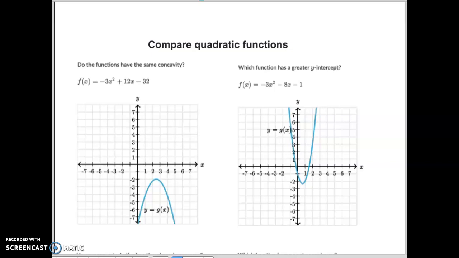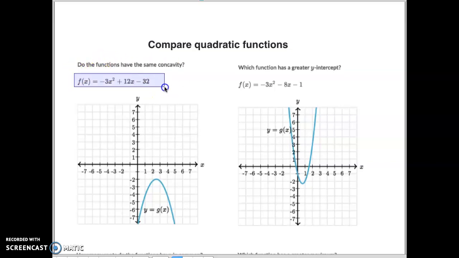So what I have on here is I've got 4 different example problems. And you're going to be answering A, B, C, or both of them. I'm not actually going to give you the answer. I'm just going to kind of walk you through how to solve them and how to kind of read the words. So this first one says, do the functions have the same concavity? Basically meaning, does it open up? Does it open down? Do they both open up? Does one open down?